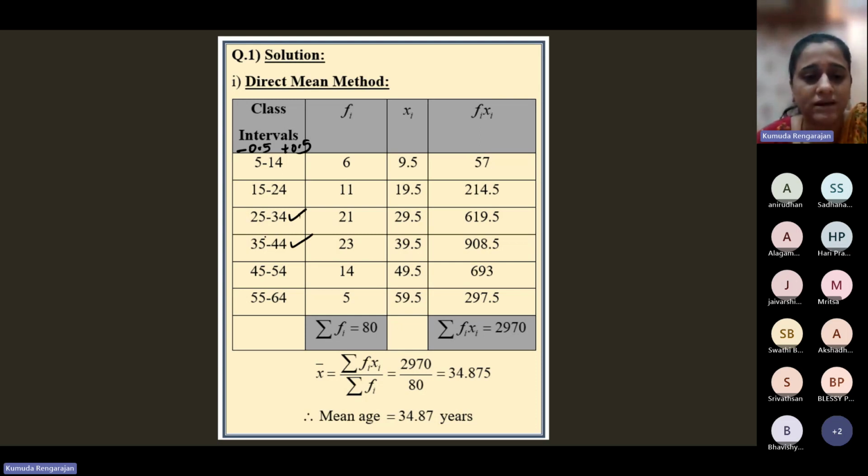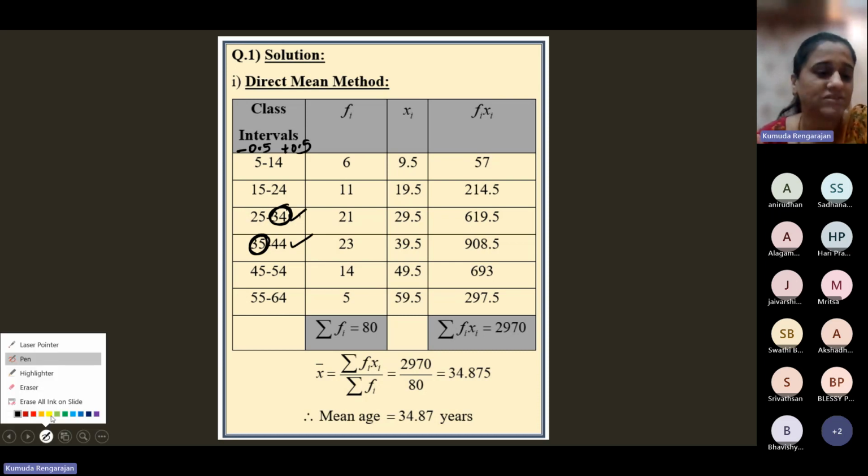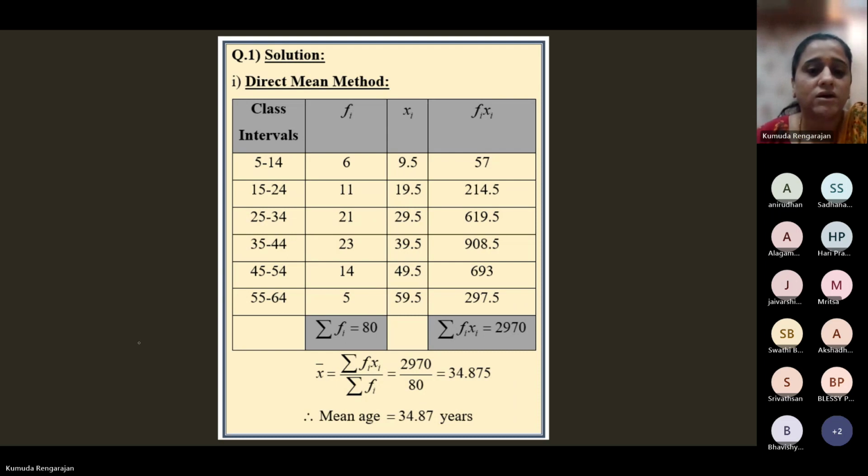So what should we subtract? 35 minus 34, lower limit minus upper limit. 35 minus 34 is 1. Divide by 2, 1 by 2, 0.5. Now keep this number in mind, 0.5. Subtract 0.5 from all the lower limits. Which are the lower limits? 5, 15, 25, 35, 45, 55. These are the lower limits of the various class intervals.